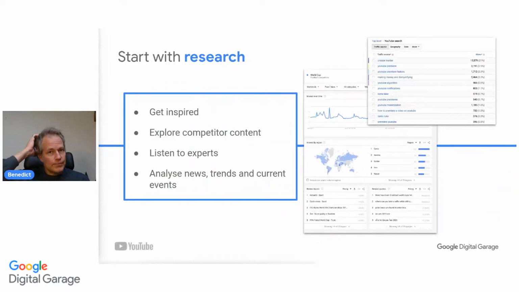Starting with research, the big thing here is that being well informed can kickstart your creative process. And of course, one of the things in being well informed is to take it over time. Start to think about it over time. Get inspired, explore competitor content. Look at what is already being done. Listen to experts or someone with experience and learn from their story. We've already given you the link for that, Career Academy and everything to help you.